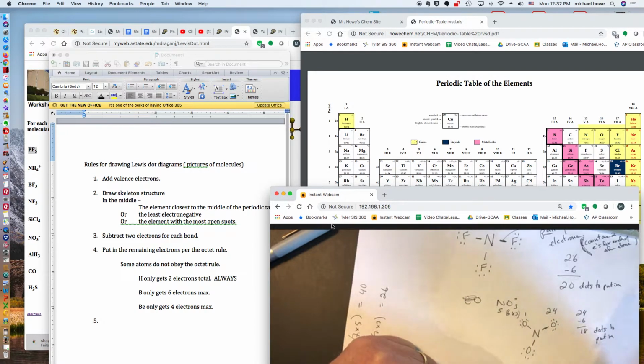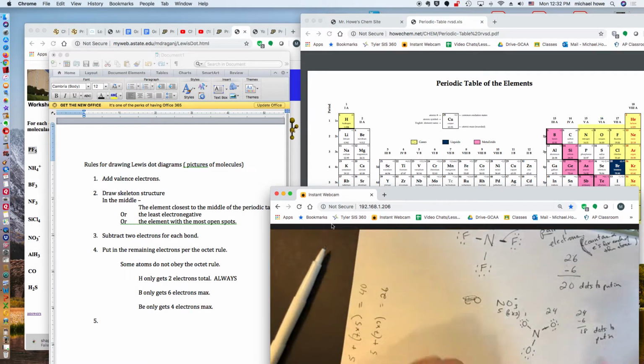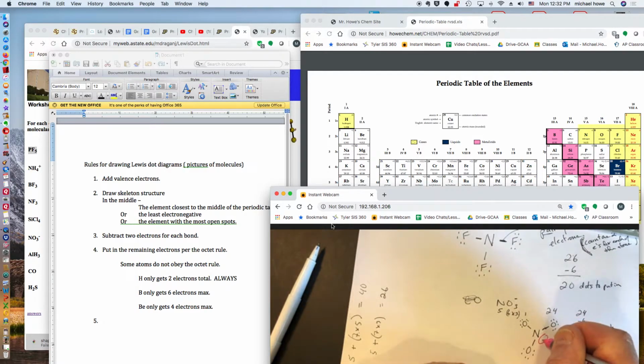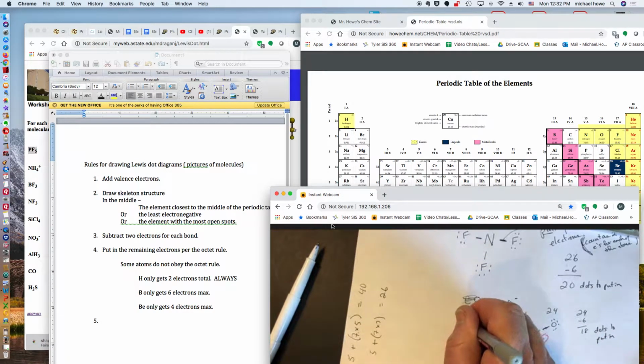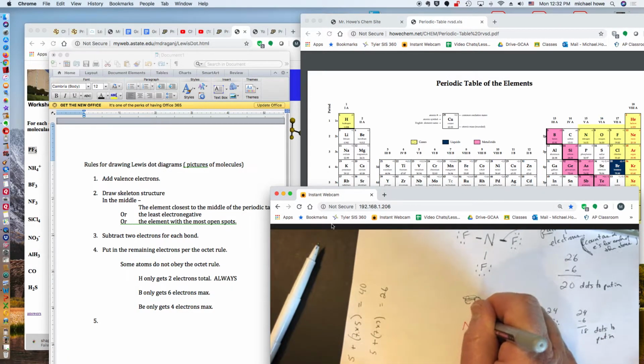So there are 18 dots to put in, and I still have a problem because I'm out of dots, but I still need 2 more dots that I don't have, and they need to go around the nitrogen. So what do I do with that problem right there? Well, what you do is you start again, but this time you add a double bond.